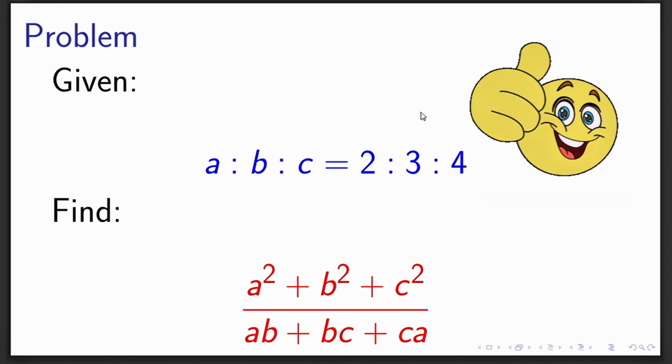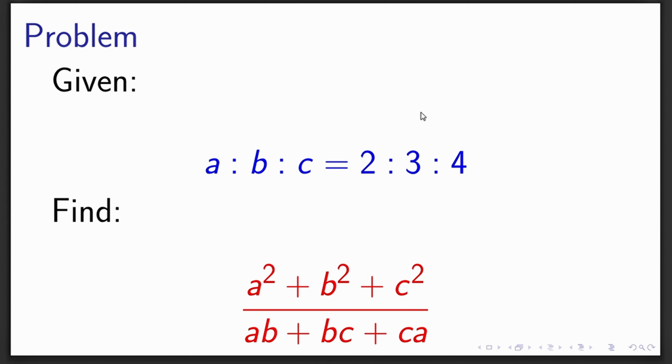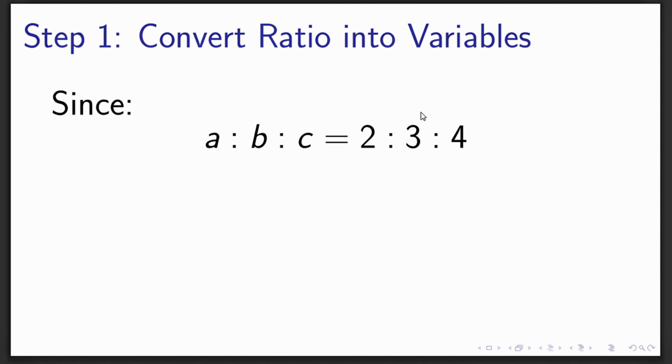I'm going to use two methods to solve this problem. One will be the simple method, the other one will be the trick method. So let's start with the simple method. First of all, we know that A ratio B ratio C is equal to 2 ratio 3 ratio 4. So I can define the variable.